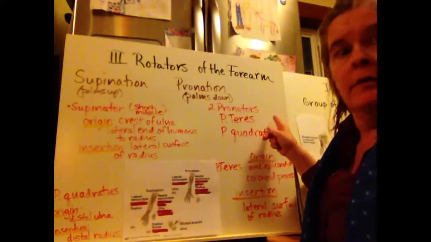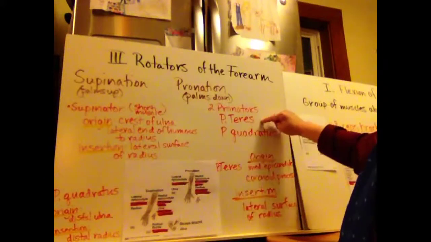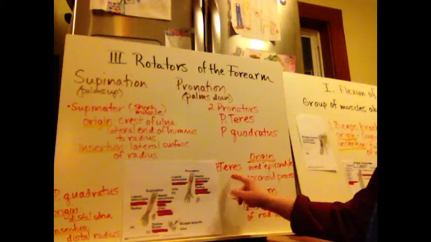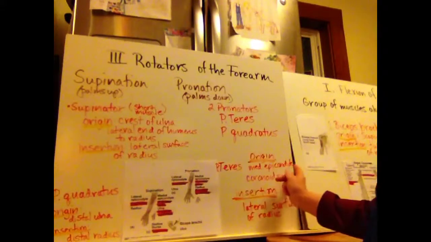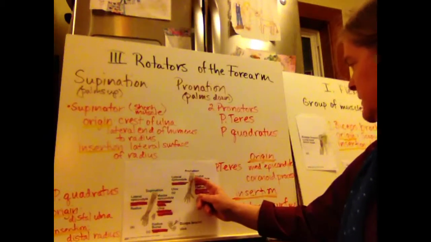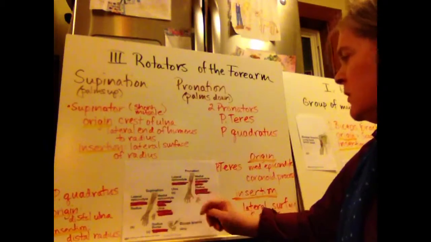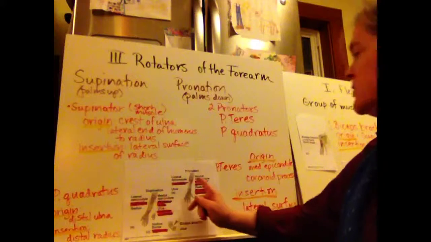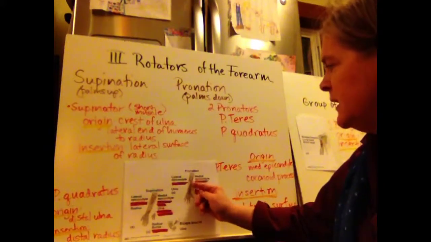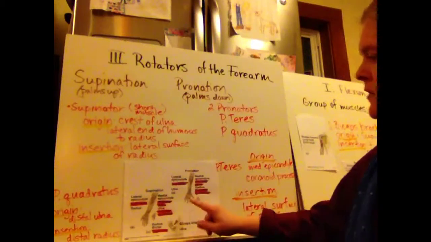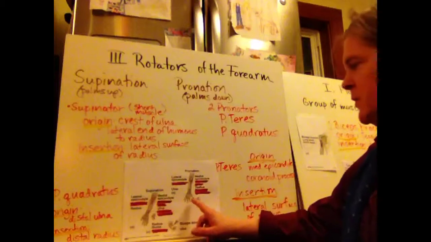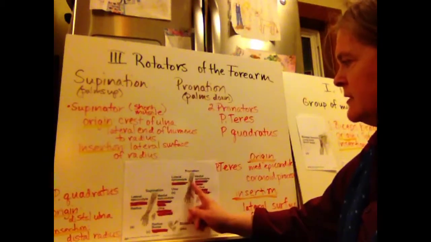There are two pronators, the pronator teres and the pronator quadratus. The pronator teres originates on the medial epicondyle of the humerus and the coronoid process. The insertion point is on the lateral surface of the radius. You notice that this hand is with the thumb in the posterior part, so this is the radius down in here.